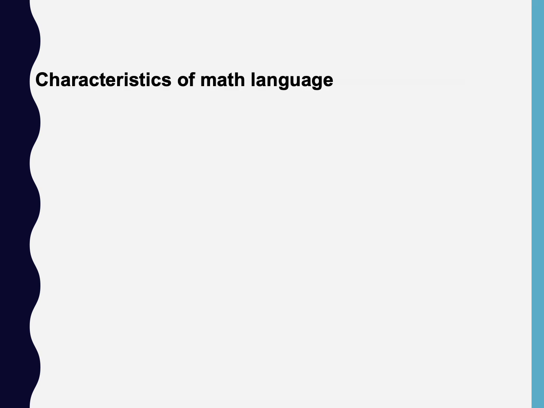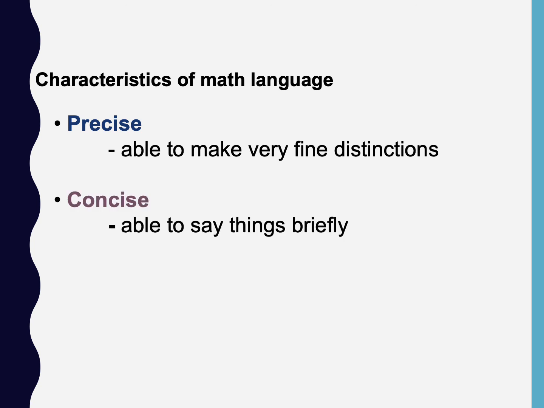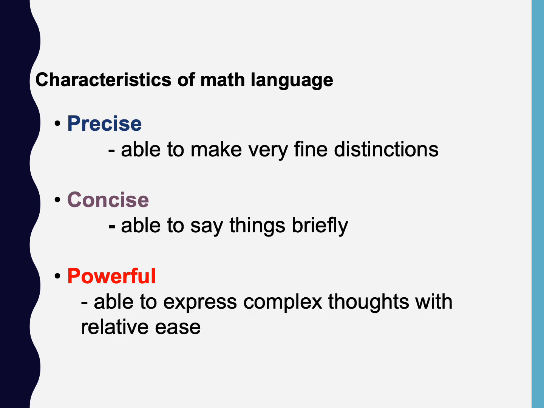Always remember these characteristics of mathematical language. It has to be precise, or able to make very fine distinctions. In short, it should not be confusing. It has to be concise, or you will be able to say things briefly. And the last characteristic is it should be powerful. It should be able to express complex thoughts with relative ease.